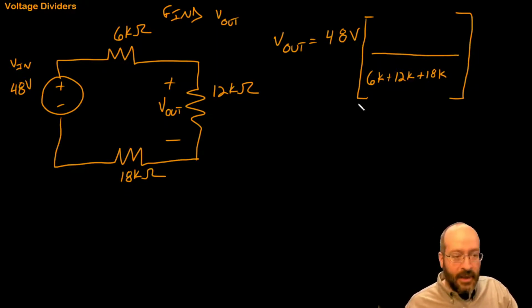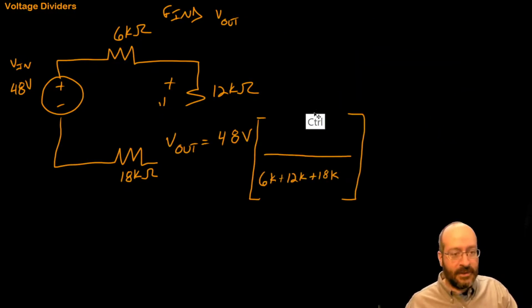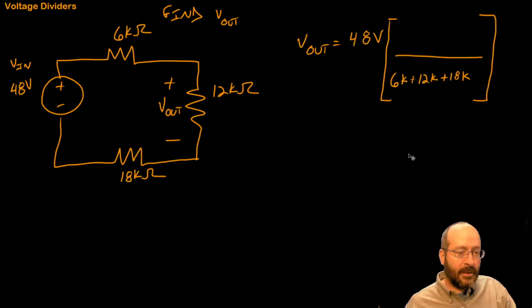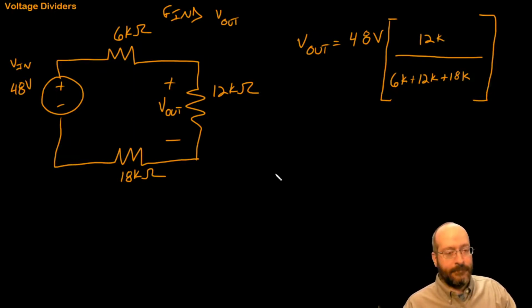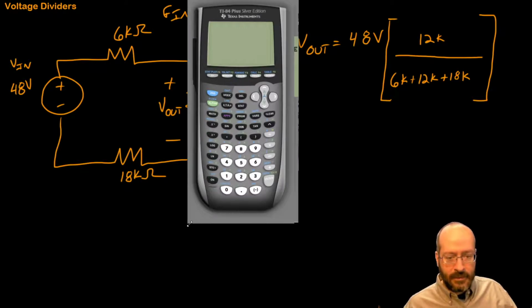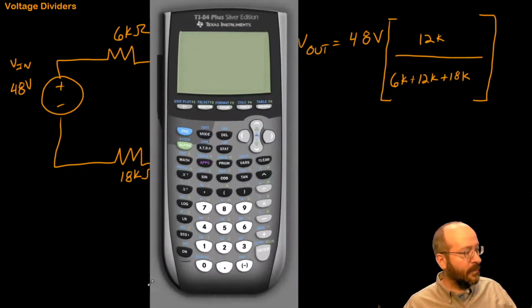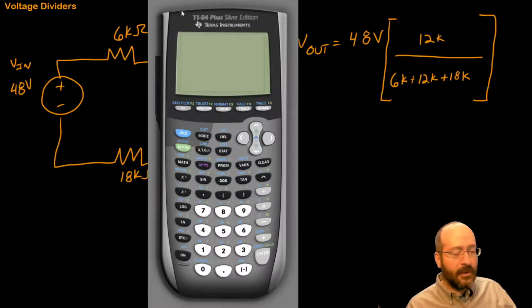Okay, so I like that. That's a good start, and I'm even going to cut and paste it here so that I can use it again, because the numerator is going to change. V out's across the 12K right now, so if I want to know the voltage across the 12K, that's what goes in the numerator, and we can figure that out. Let's grab our calculator again, and I can make it a little bigger for you.